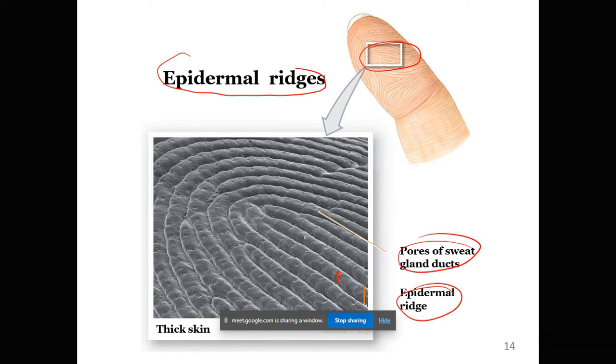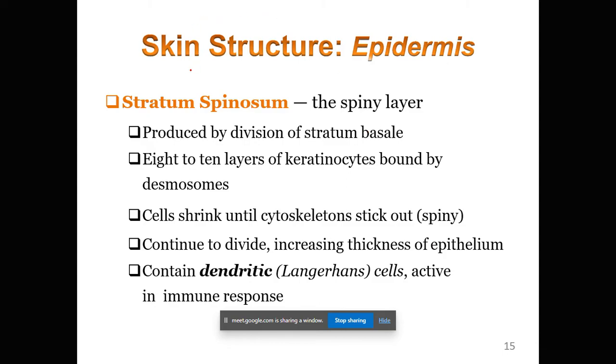So this part is nothing but the epidermal ridges. Okay, so the next layer above the stratum basale is the stratum spinosum. Why is it called spinosum? Because the cells appear to be spiny in nature. Okay, spine-like structures are there.